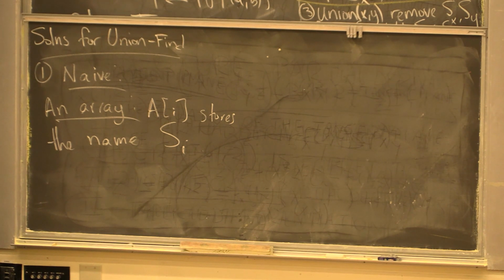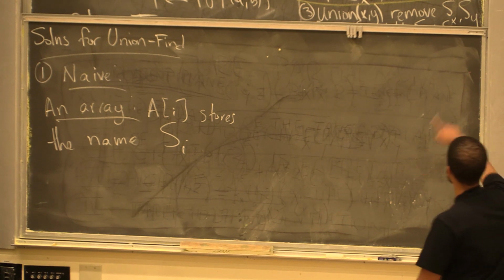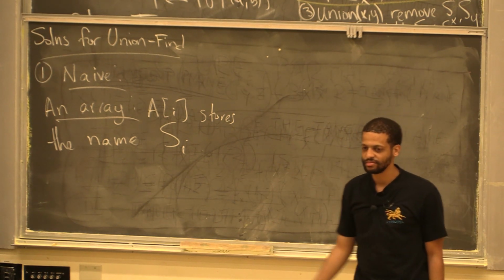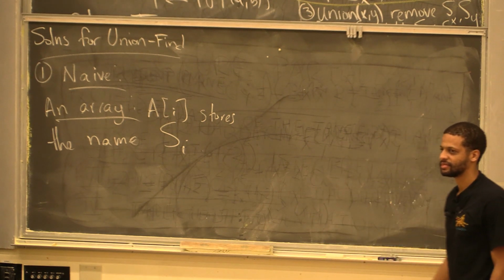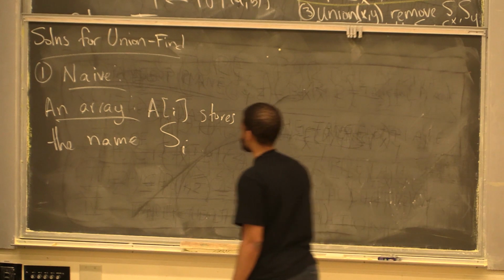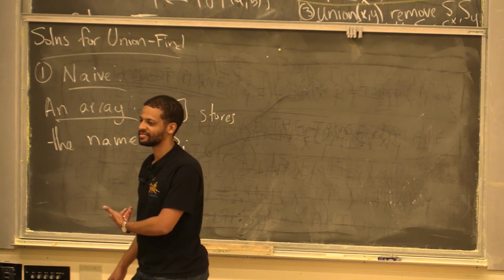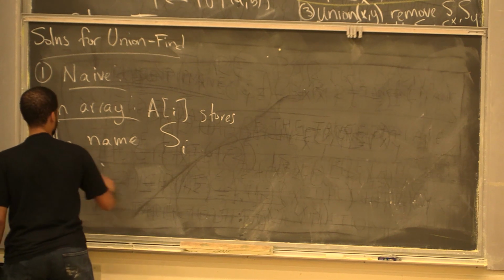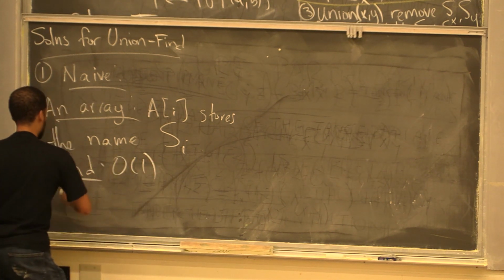Okay? And if the thing is not actually in the collection yet, if it doesn't participate in any set in the collection, I'll store null. Okay? Now, how would I do find? I just look at A[i]. How would I do union?